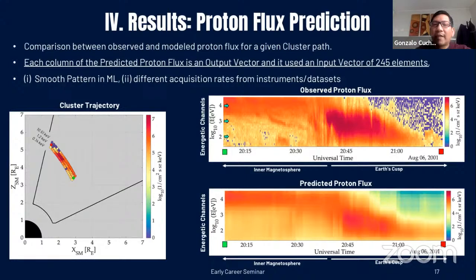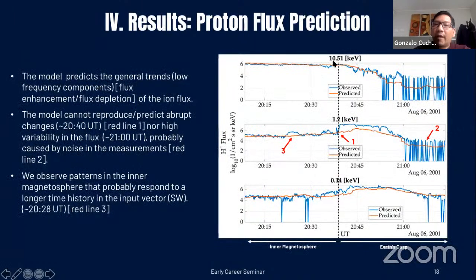So what I'm going to do next is to compare the flux for 3 energy beams that are indicated by these 3 lines, and they are here. Again, I'm using the same energy beams, 10.1 and 0.1 keV. As you can observe here, in blue is the observed data, and the red line is the predicted data using our model. So there are several features that I would like to mention here.